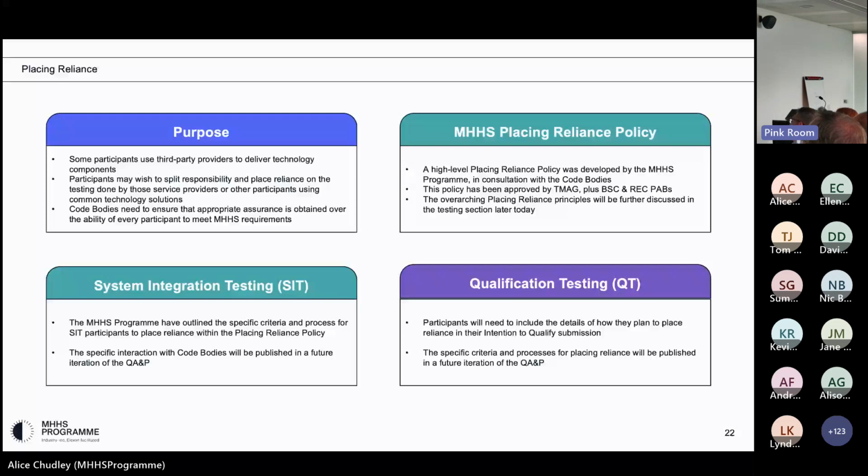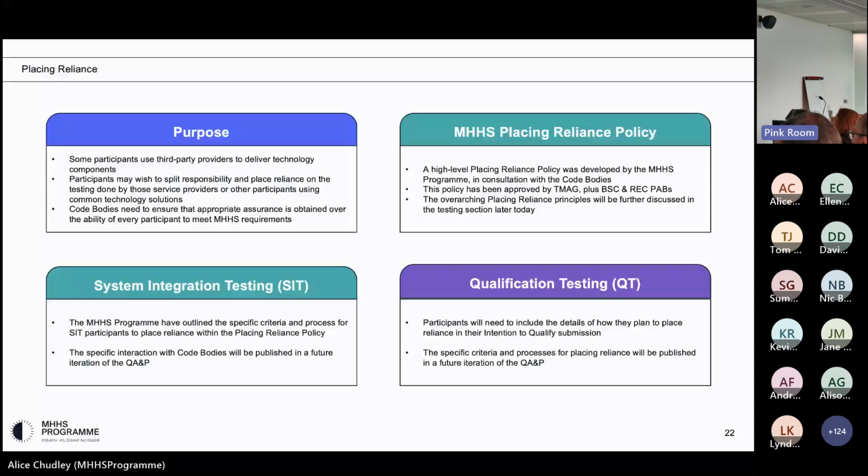So for this purpose, the program has delivered the MHHS placing reliance policy. This policy itself has been approved by that three-pronged approach of the TMAC for the program and the two PABs for BSC and REC. That's now available for you all to refer to. That document itself gives you the process for placing reliance for SIT. So as a SIT party, if there's a participant going through SIT and they want to place reliance on or allow a third party to test on their behalf, the process is in there.